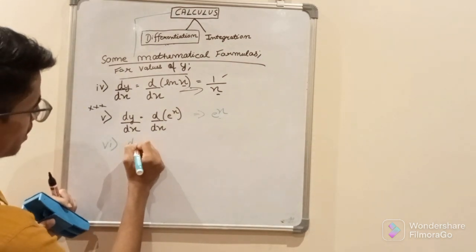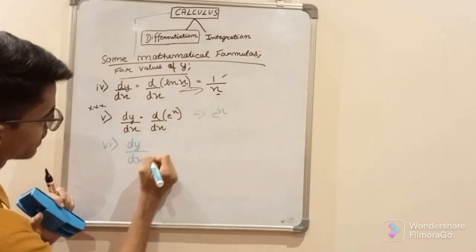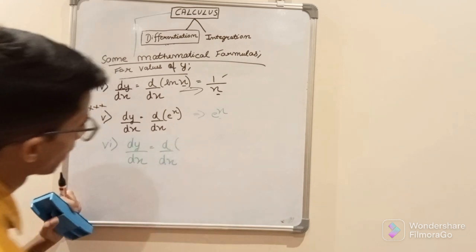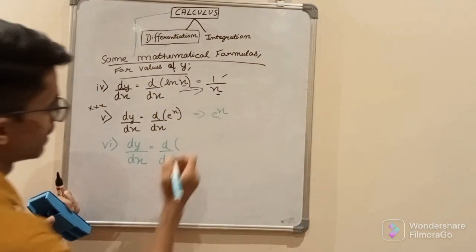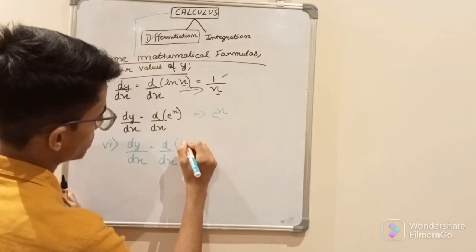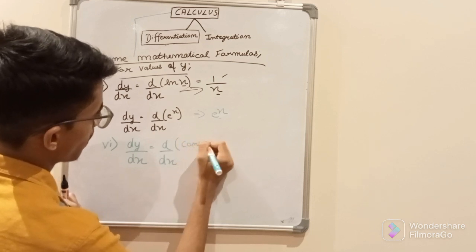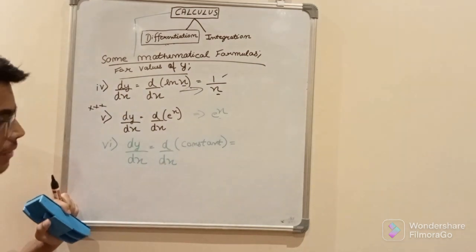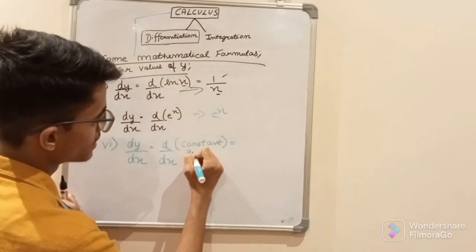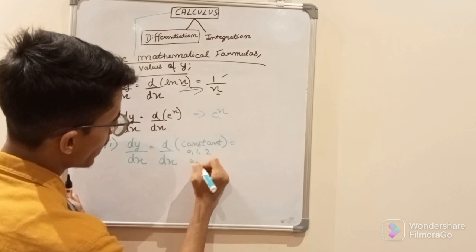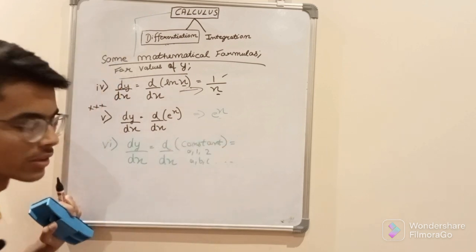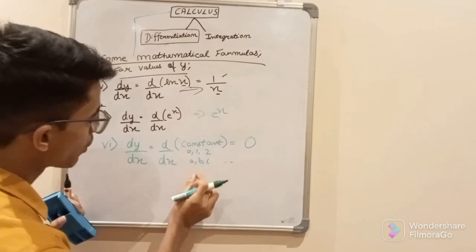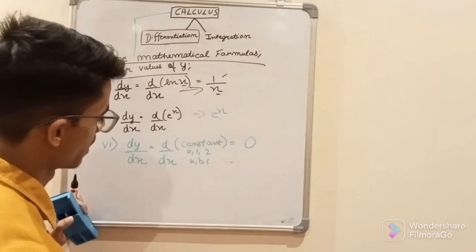Sixth, dy by dx of a constant. If there is any constant value, let's say 0, 1, 2, a, b, c or any constant value, the differentiation is 0. Any constant cannot be differentiated further.